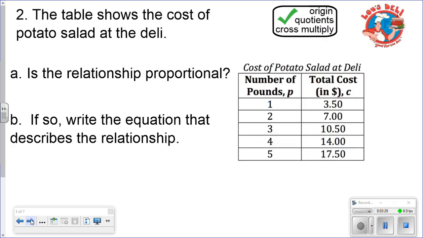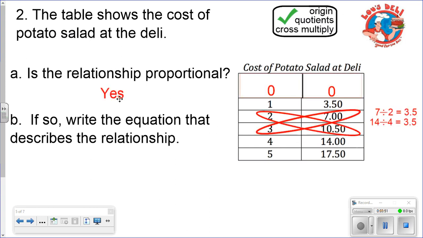The table shows the cost of potato salad at the deli. Is this relationship proportional? So remember, I have three ways to check. Is it going to go through the origin? So on my table, would I get to 0, 0? Are my quotients the same, each y divided by the x? And can I cross multiply and get the same answer?